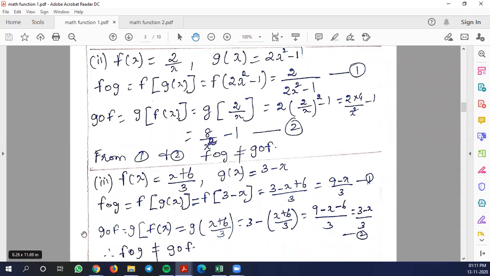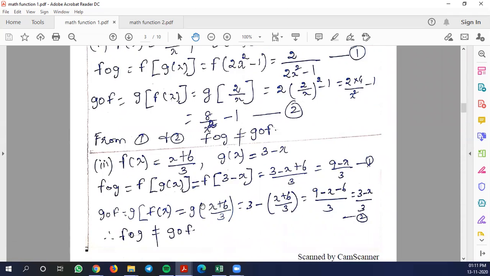Find out f of g of x. f of g of x is equal to f of, what is g of x? It is 3 minus x. This whole thing is x now. So what is f of x? It is (x + 6)/3.